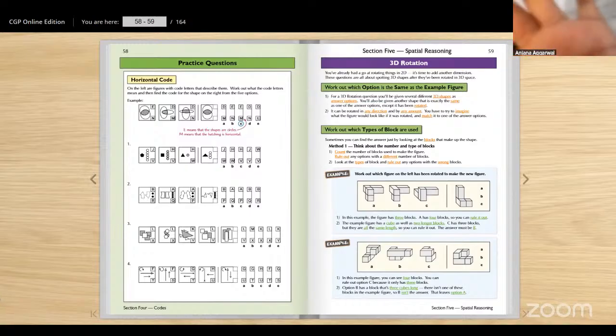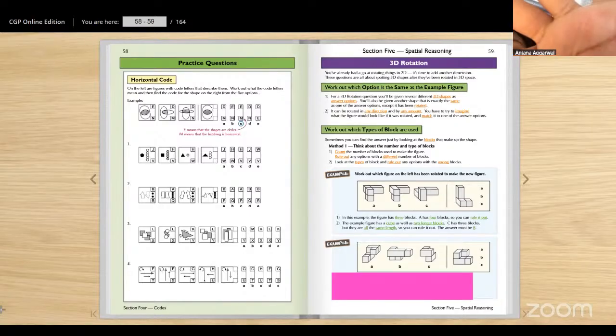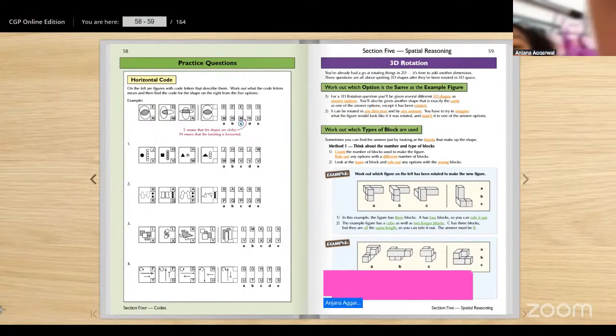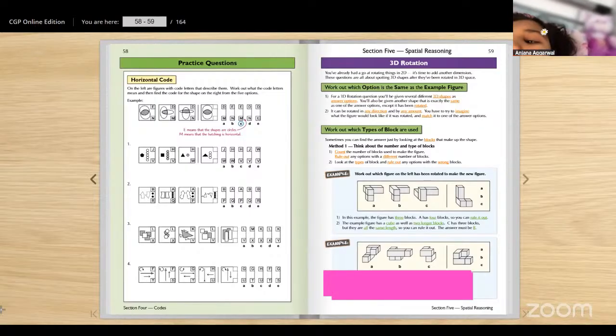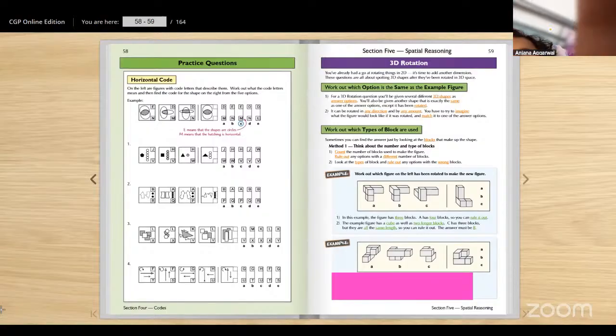In this example, the figure has three blocks. A has four blocks, so you can rule it out. The example figure has a cube as well as two longer blocks. C has three blocks, but they are all the same length, so you can rule it out. The answer must be B.